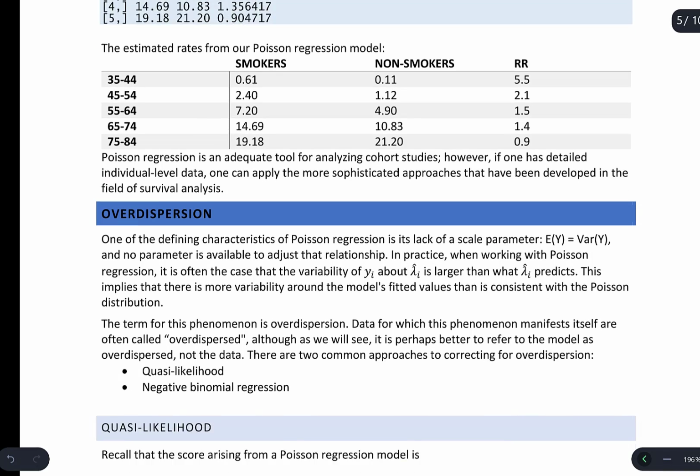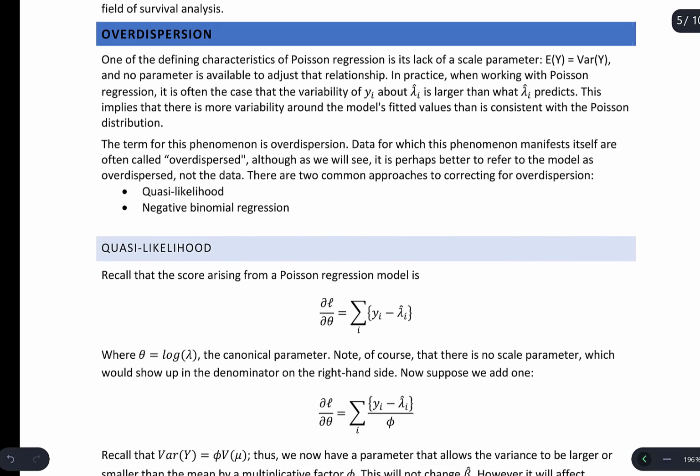All right, so next we're going to look at overdispersion. One of the defining characteristics of the Poisson distribution is that the mean is equal to the variance. And there's no parameter in the Poisson distribution that allows us to adjust that relationship. So in practice, when working with Poisson regression, it's often the case that the variability of the outcome variable is larger than what we're actually going to predict.